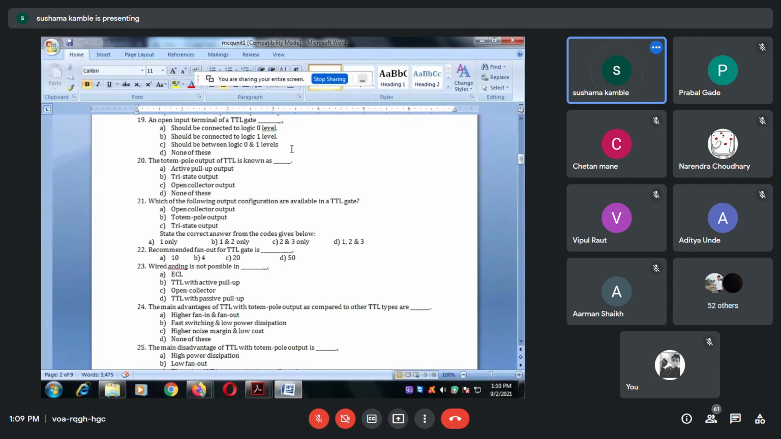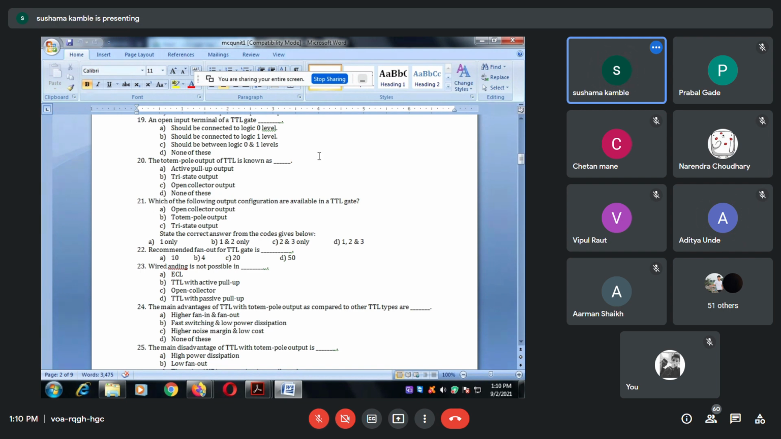क्या है इसमें बताया था. ओपन इनपुट टर्मिनल should be connected to logic 0, logic 1, either logic 0 and 1 levels. Even though it remains floating or not connected, unconnected inputs, ये point था हमारा. तो वो क्या ट्रीट होता है, you are getting it, they are treated as a logic 1, that is logic high, so they are always connected to the logic 1 level for the TTL.